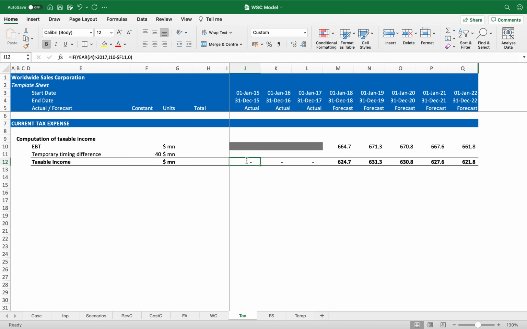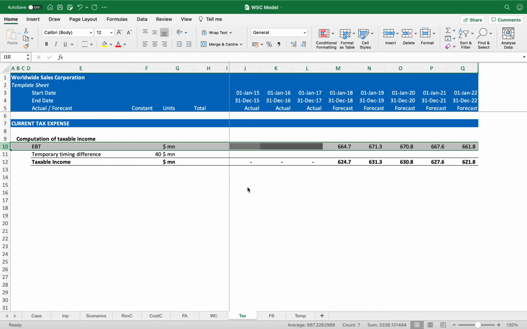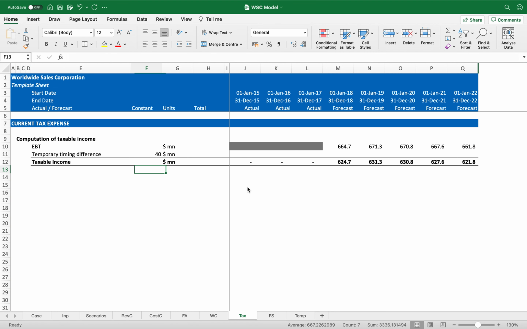So I'll just open up the formula for you. Complete till this point. Okay, this is very simple, right? It was given to us very clearly that income for tax purposes is $40 million lower than the pre-tax income from accounting perspective. Okay, fair enough. So this was taxable income.